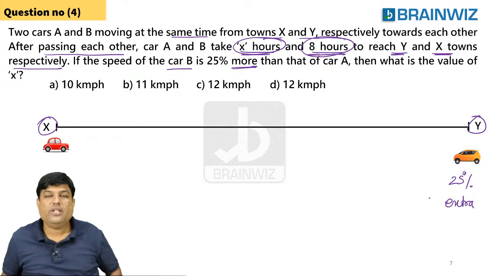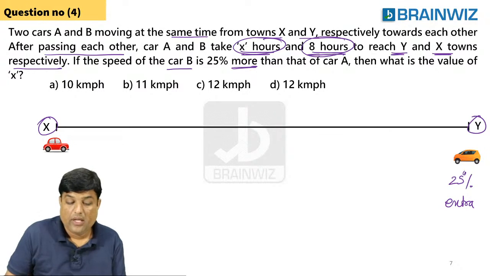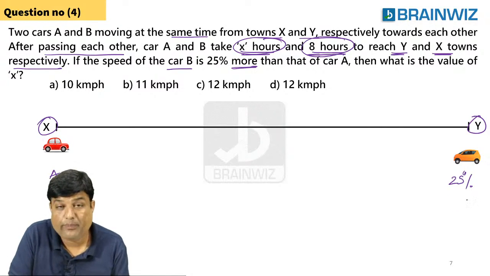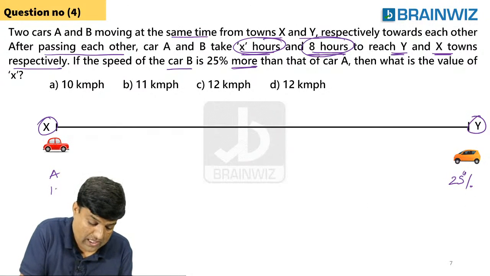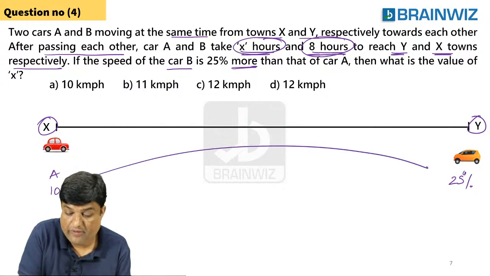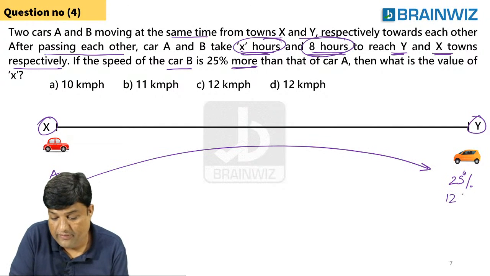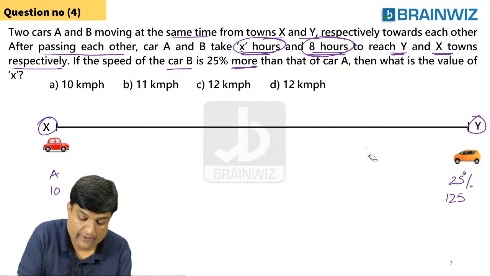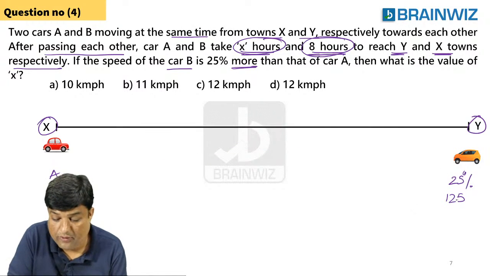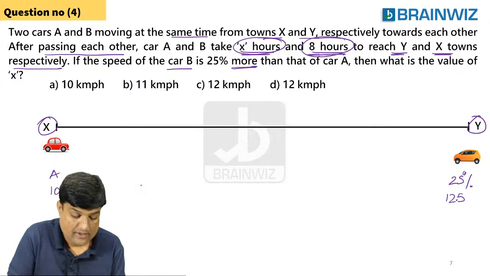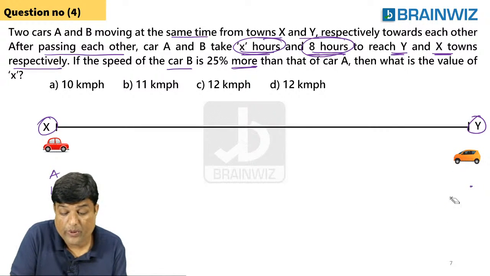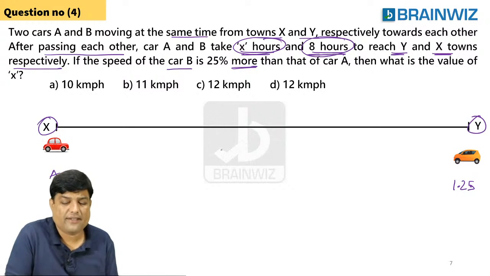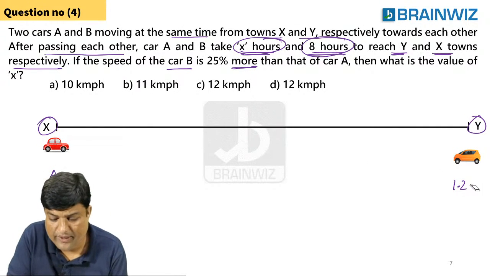25% more means extra compared to car A. Suppose the speed here is 100, so 25% more, what will it be, guys? It is 125. I hope you're understanding. Suppose it is 10, then 25% of 10 is 2.5, so it will be 12.5. Suppose the speed is 1, then 25% extra means 1.25. So this is the relationship between the speeds. Are you understanding, everybody?